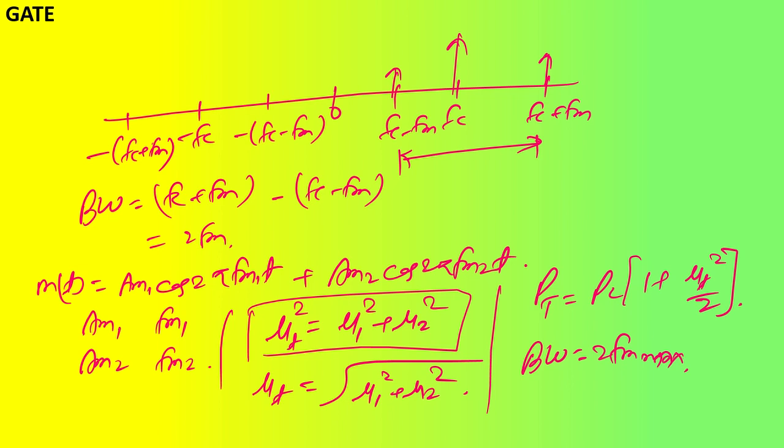Next, let us relate my amplitude modulated envelope with modulation index. So let's say this is my A max, and let's say this is my A mean. Okay. So this is how we are going to find out.